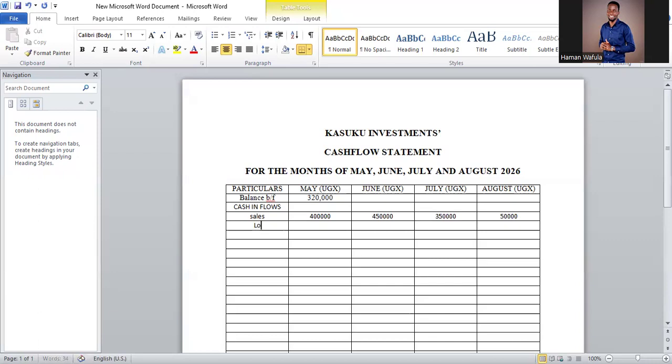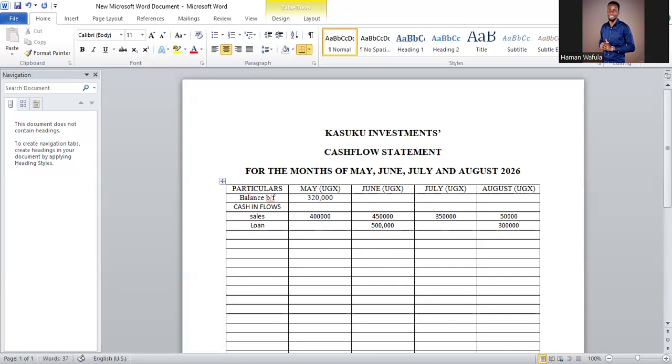In the next inflow, we have a loan. So we shall add loan, and you'll be able to see my screen properly. The loan is 500,000 and 300,000 in the months of June and August respectively. So June is 500,000, August is 300,000.